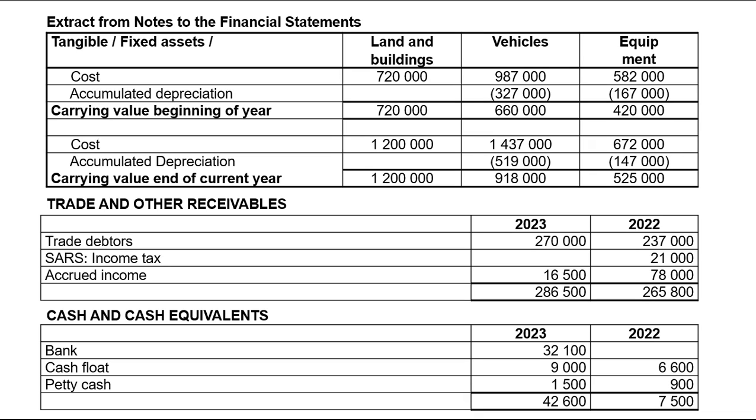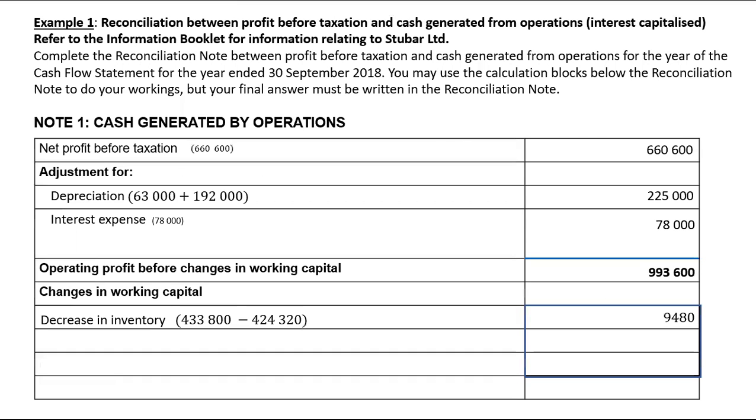And obviously, trade and other receivables, you will note that it has actually gone up. All I have to say is that there is an increase in trade and other receivables. I'm going to take current year's trade and other receivables minus previous year's trade and other receivables. Question is, how did I get that 244,800? Let's see how I got it.